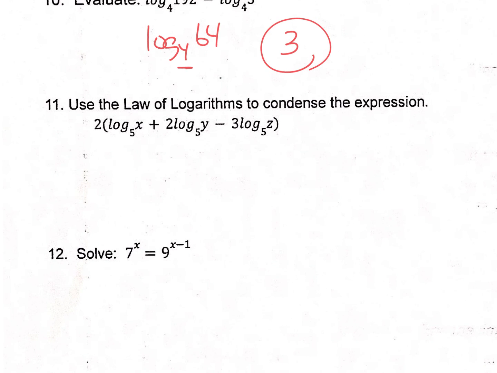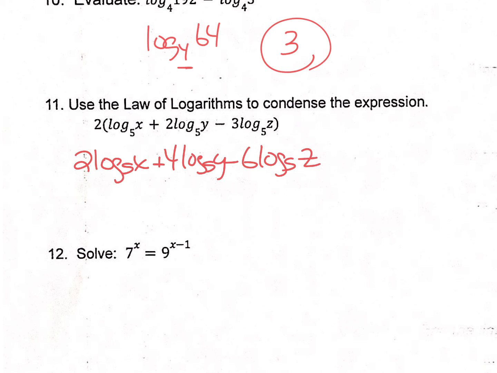Number 11, use the law of logs to condense this. First of all, I've got a 2 out front. Probably the smartest thing to do is go ahead and distribute that 2. So I'm going to distribute that 2, make it 2 log base 5 x plus 4 log base 5 y minus 6 log base 5 z. Now remember the numbers in front become exponents. Addition means multiplication. Subtraction means division. A minus sign also means it's going to be in your denominator. So I'm going to have this.